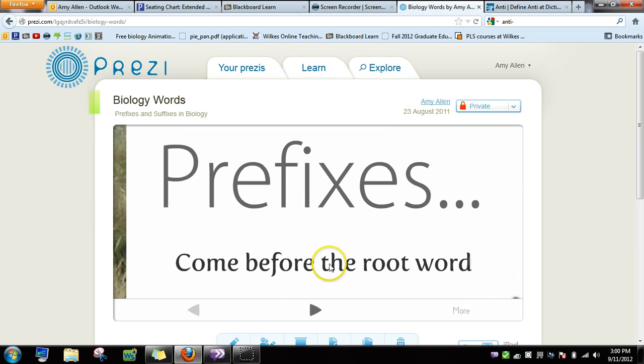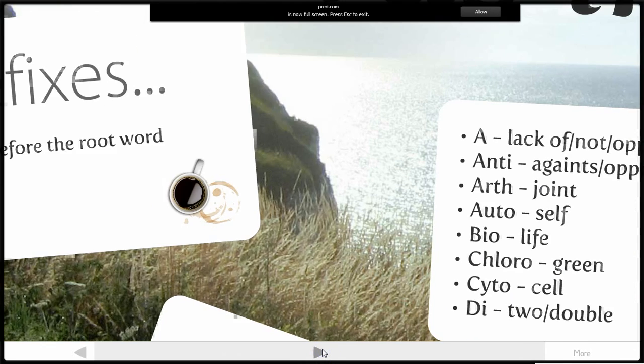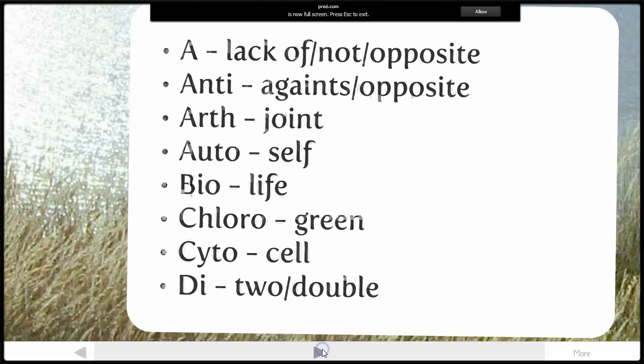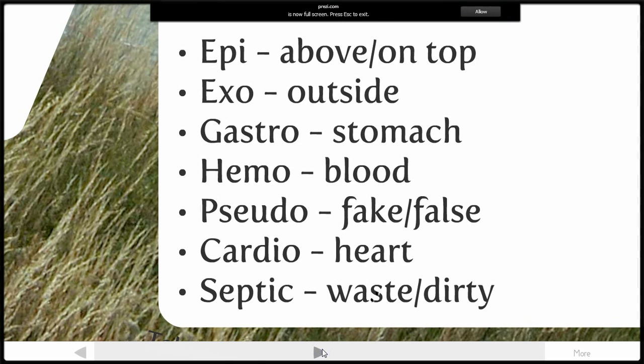Okay, let's go back to the Prezi. So you need to choose 2 of these terms. I would look them up in your glossary in the back of your book. That will narrow things down a lot more than, say, using the internet. The next block of terms.